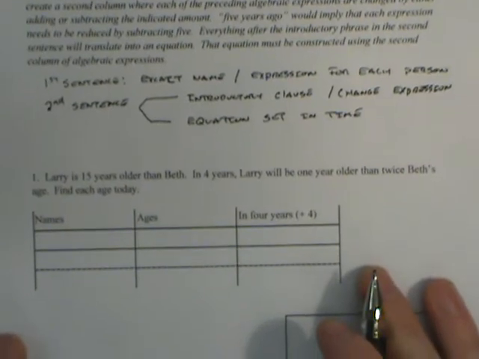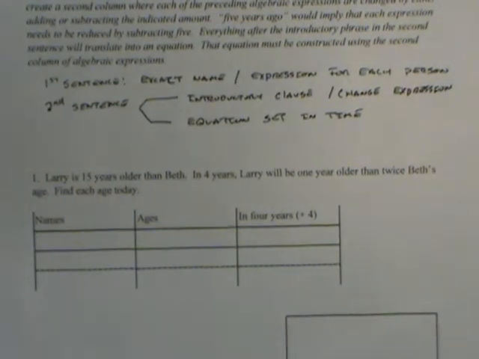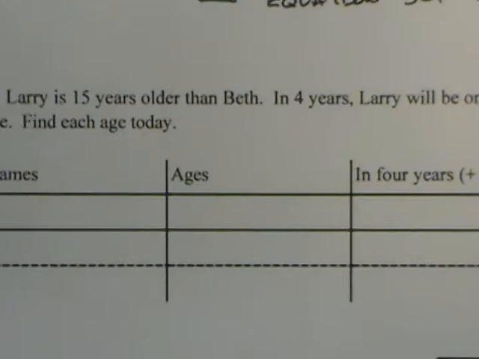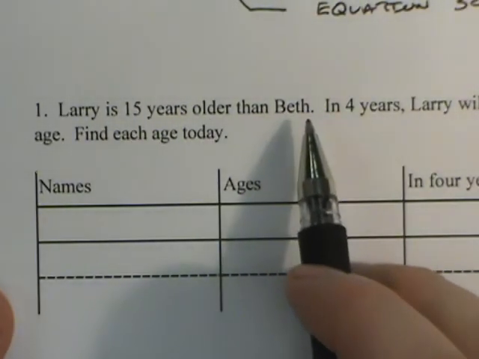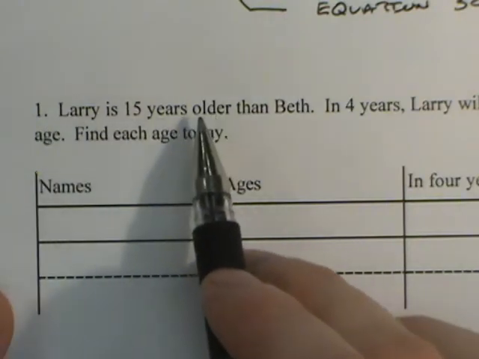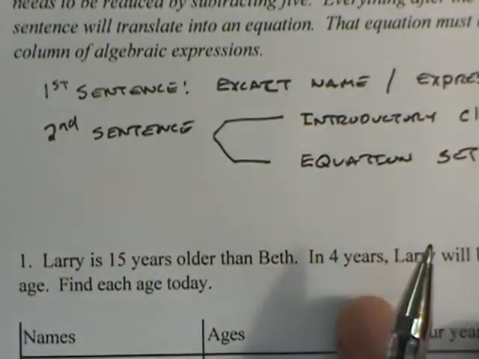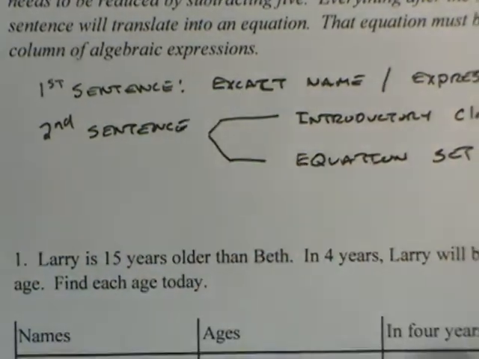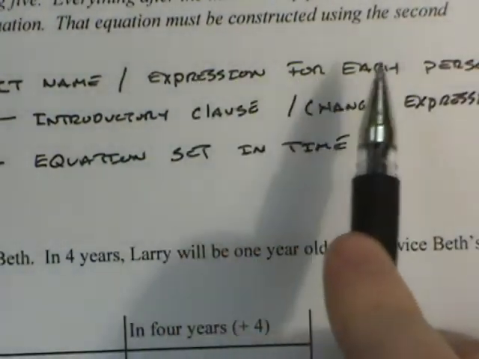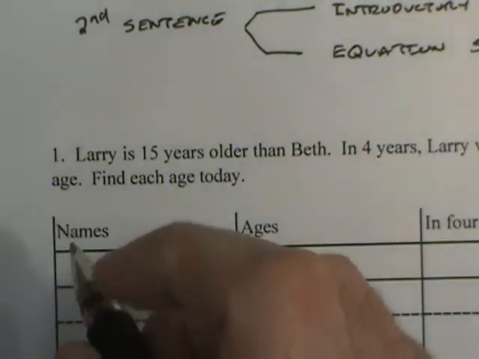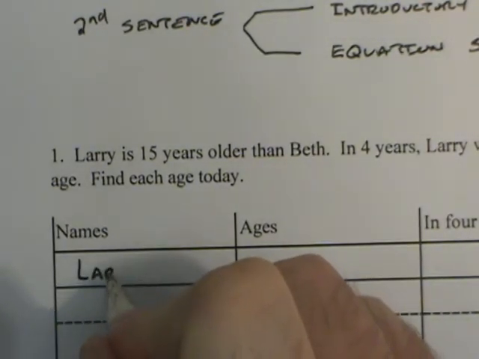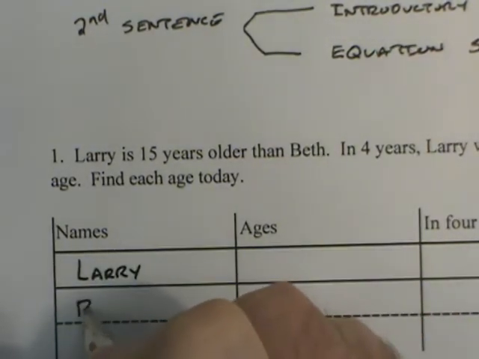Example, we've got this problem right here. I'm going to try and zoom this in a little bit, see if it's a little easier to see then. It says, Larry is 15 years older than Beth. Well, here I've got two names. That's the first sentence. From the first sentence, I'm able to extract names, and I'm able to write expressions for each of the persons or the people. And so I'm going to write Larry and Beth.